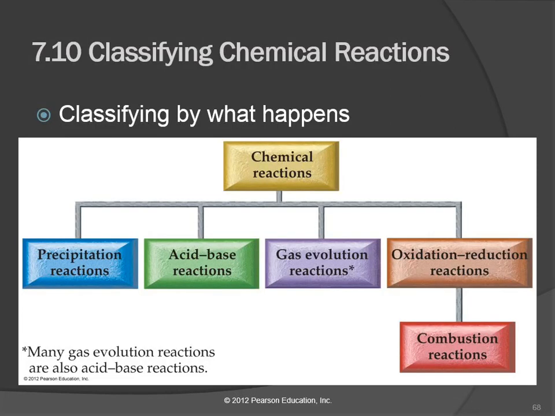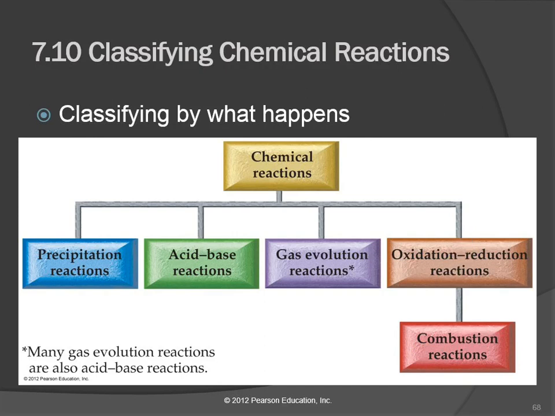So we've been looking at different types of chemical reactions, and this sort of summarizes. This is classifying reactions by looking at what happens. Chemical reactions include precipitation, acid-base reactions, gas evolution reactions, and there's a little asterisk here: many gas evolution reactions are also acid-base. And then there's oxidation reduction reactions. Combustion reactions are a subcategory of that.